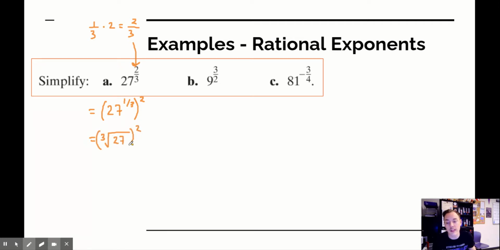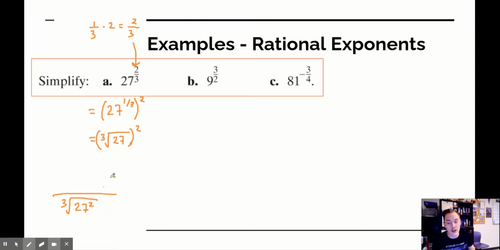Now, why would I want to do it this way? Because I can do the cube root of 27. If I wanted to do it the other way, I would do 27 squared and then the cube root. Now, 27 squared is a rather huge number. It's 729, which is not a huge number, but it's still pretty big.